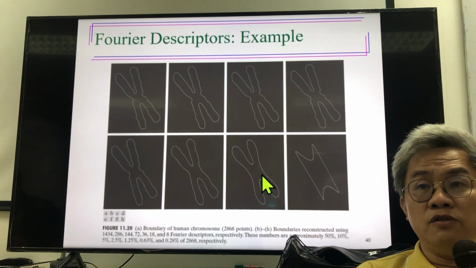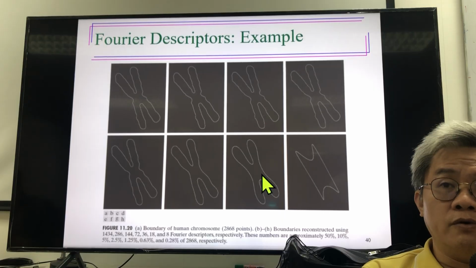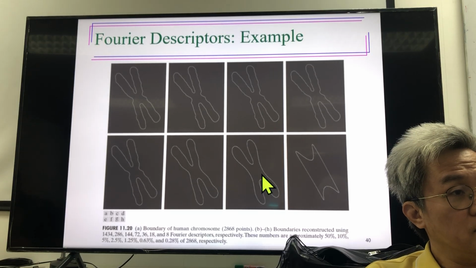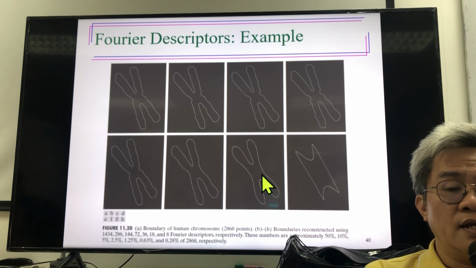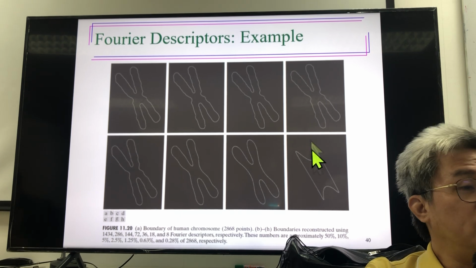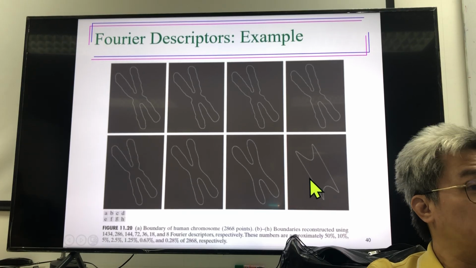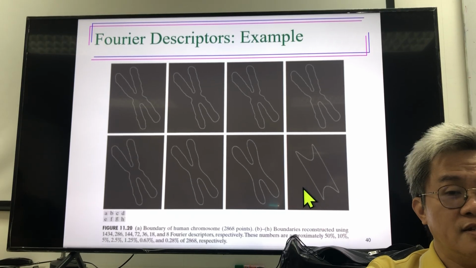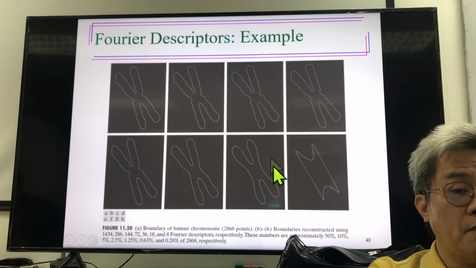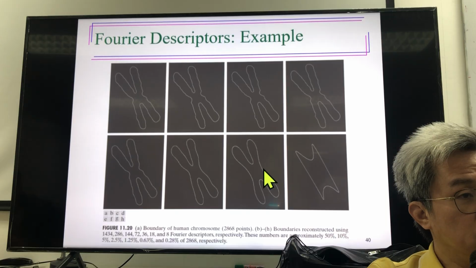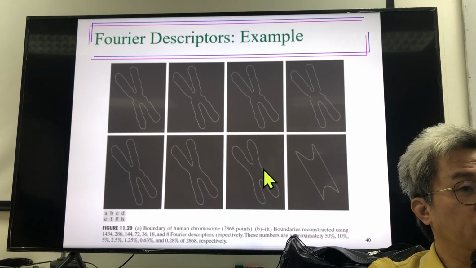So you can just use the first few coefficients. Okay. However, the last one, the shape changed tremendously. That means you get rid of too much noise. Okay. This is probably no good, but you can have up to this. Okay. 0.6%. Okay. For the Fourier descriptor.